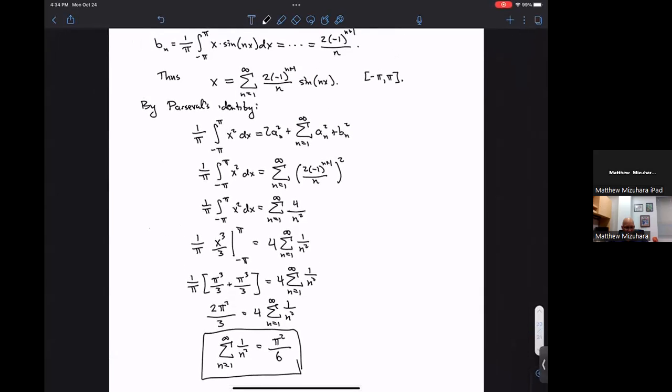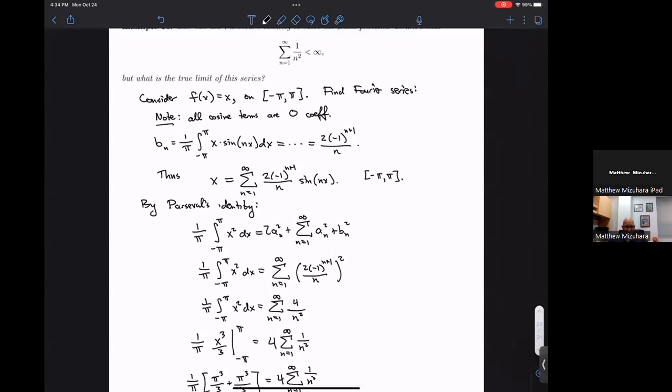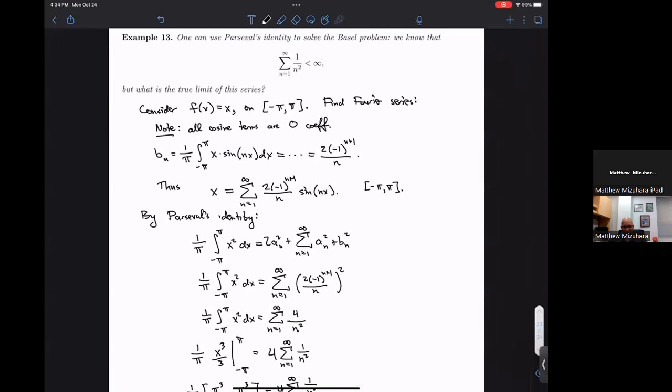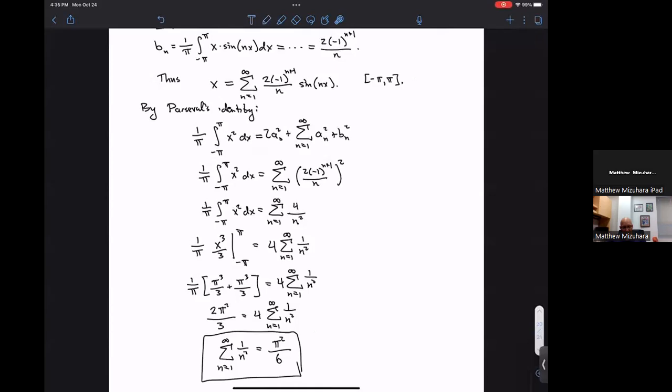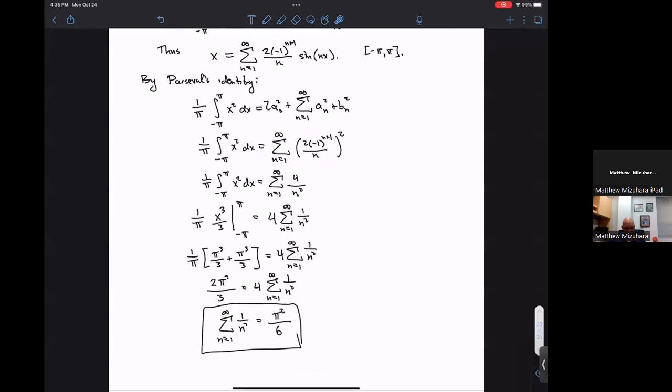So it's a really nifty idea, right? That I can get the actual limit of this infinite series by just taking the Fourier series of a well-chosen function and applying Parseval to it. So you see, we started by getting the Fourier series. Applying Parseval gives us an equation relating the L2 norm of the function to the infinite series of those coefficients. And so just plugging everything in and evaluating, you arrive at this really nice little equation down here.